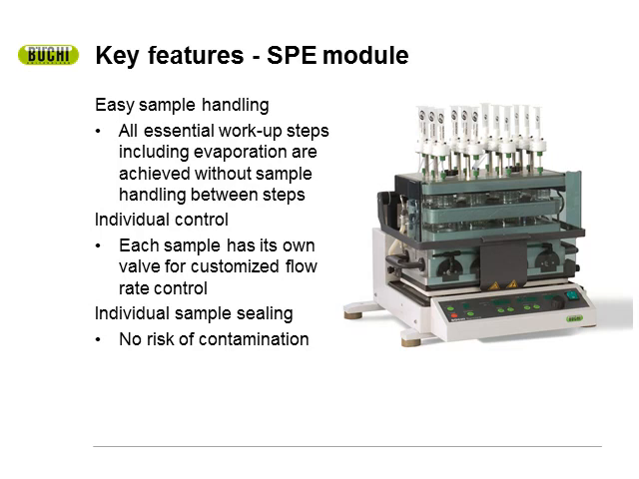Each one is individually controlled. So if you don't want to use all 12, and you just wanted to use 3 or let's say 6, that's fine. Each one's individually controlled, so you can customize your own flow rate and your own number of samples you want to do at one time. Also, just like the evaporation part, each sample is individually sealed, so there's absolutely no risk of cross-contamination when you're doing solid phase extraction.